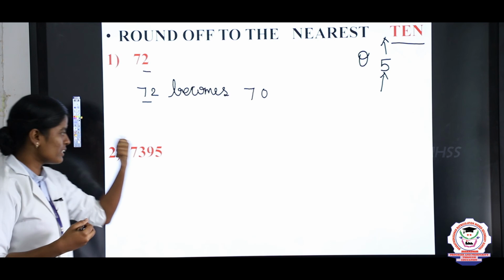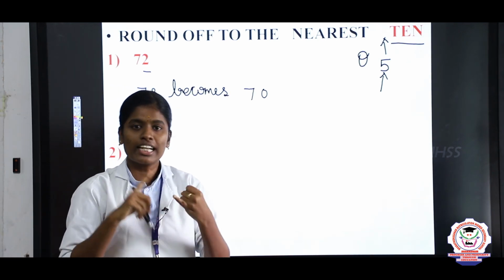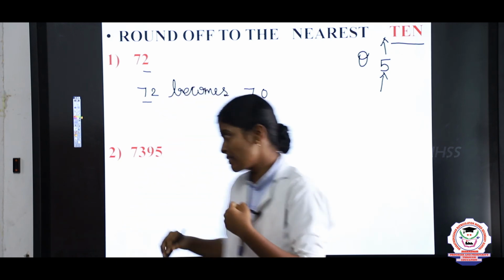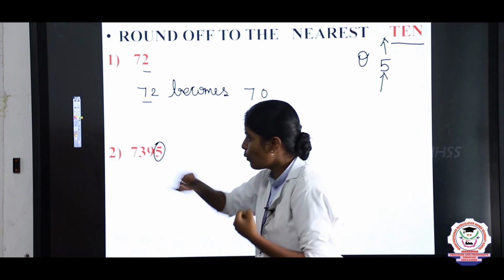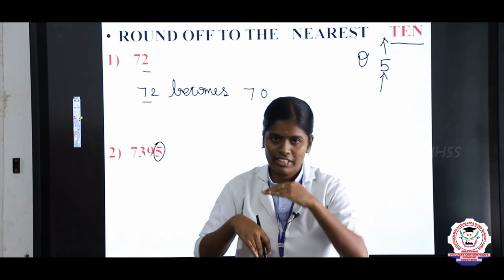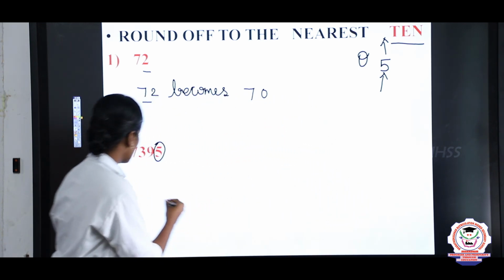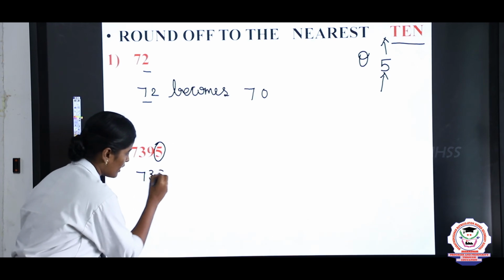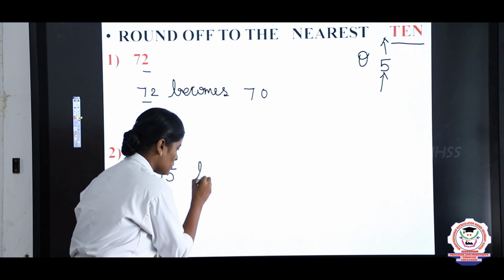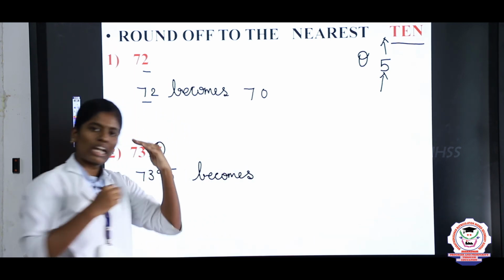The next example is 7395. What is the first step? You check the ones place value. Is it a 5-before number or a 5-after number? But exactly we have 5. So 7395 becomes... you should round up.